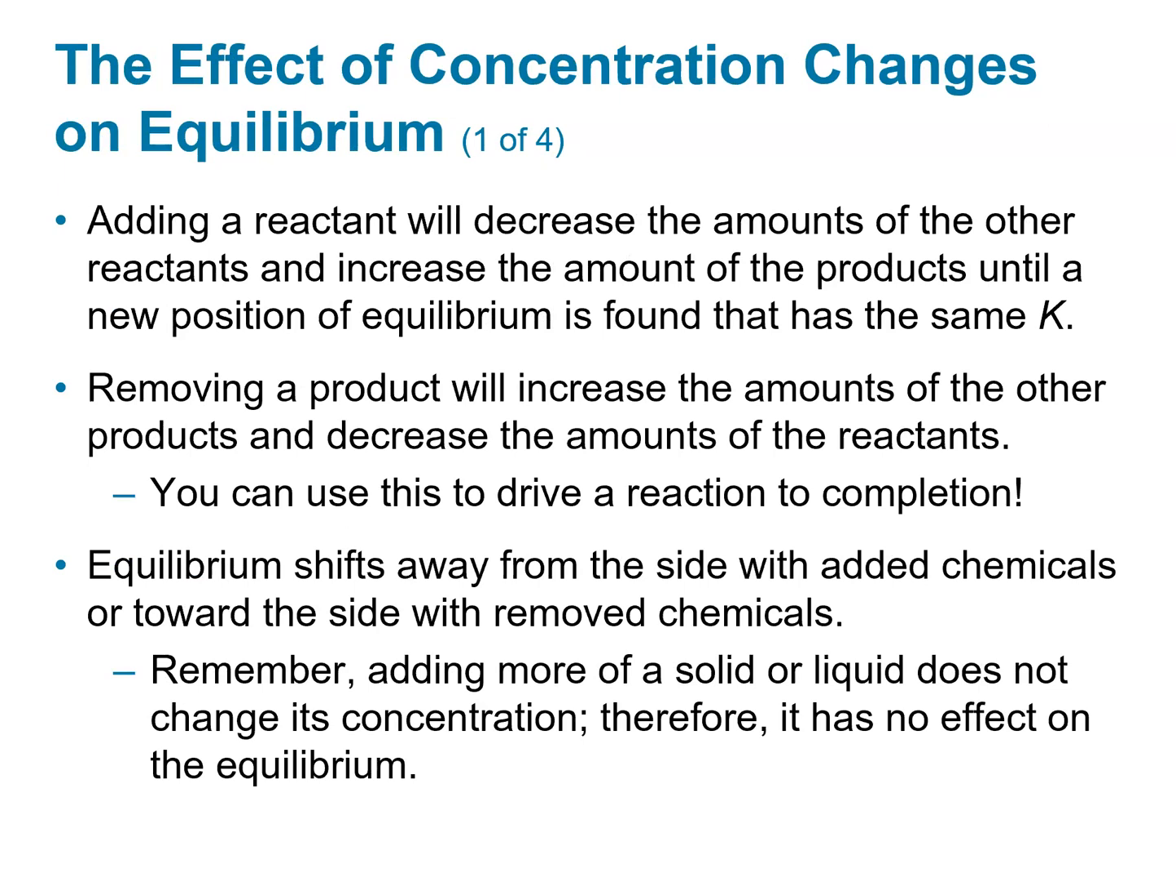So the effective concentration changes at equilibrium, part 4. Adding a reactant will decrease the amount of the other reactant and increase the amounts of the product until a new position of equilibrium is found which has the same K. Makes sense. Removing a product will increase the amount of the other product and decrease the amount of the reactants. And you can use this to drive reactions to completion.